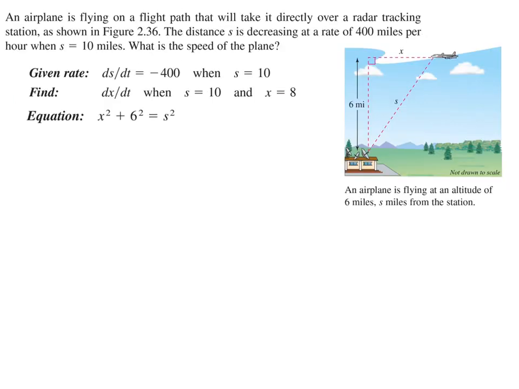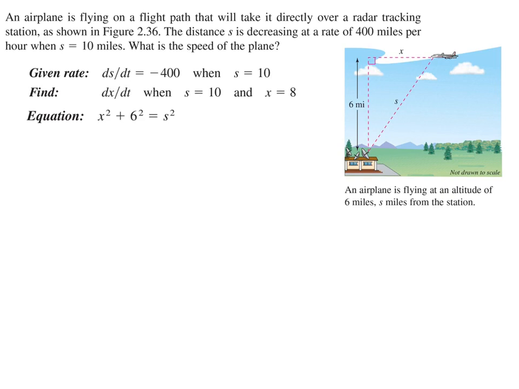Our next example is based around this diagram. So an airplane is flying on a flight path that will take it directly over a radar tracking station, as shown in this lovely figure. So the distance s is decreasing at a rate of 400 miles per hour when s equals 10 miles. So now we're looking for the speed of the plane.